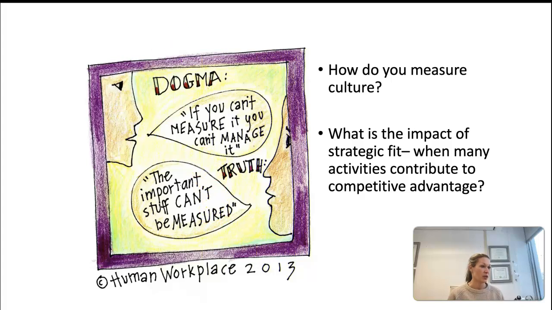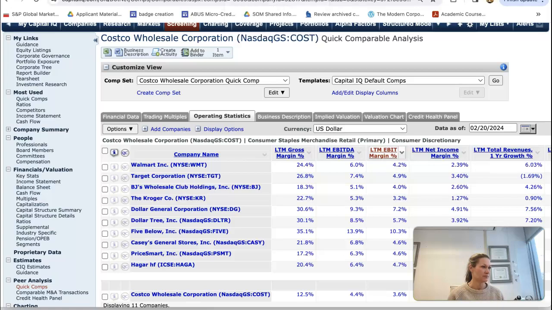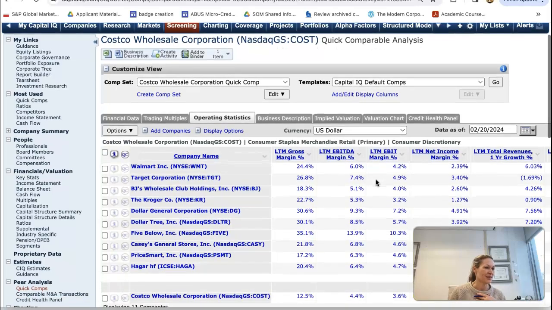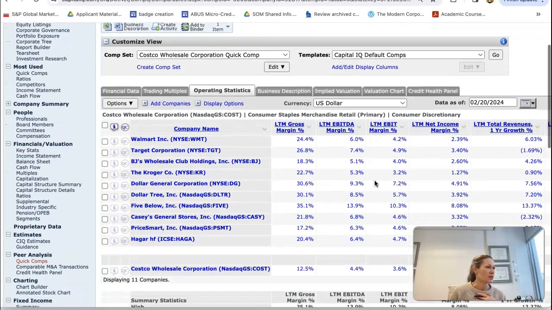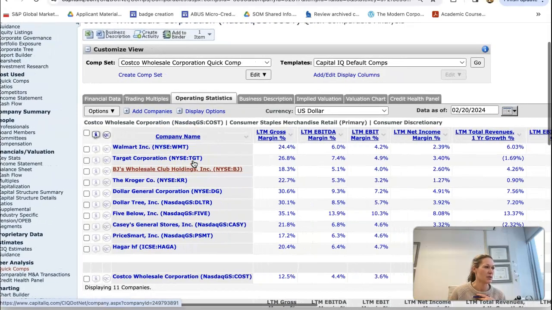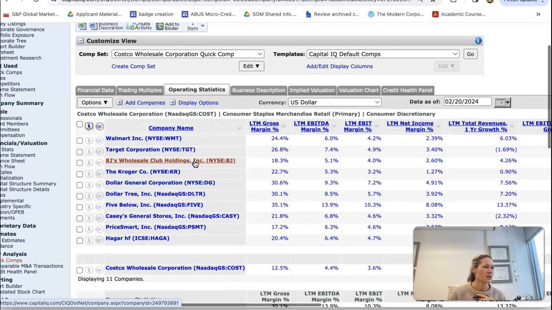I also wanted to pull up Capital IQ and show you some examples of how we might compare companies to think about how different competitors perform. So I'm in Capital IQ and I've looked up Costco. When I look at Costco, I've pulled up some of their close competitors. And these are ones that Capital IQ has suggested, so not all of these may be really close competitors, but there's some names you might recognize.